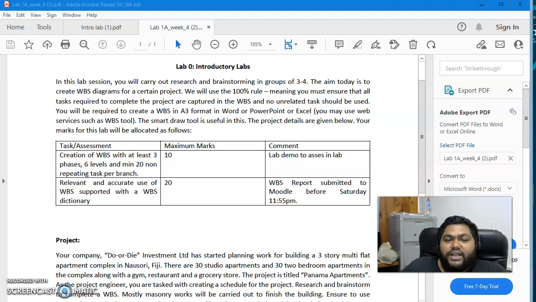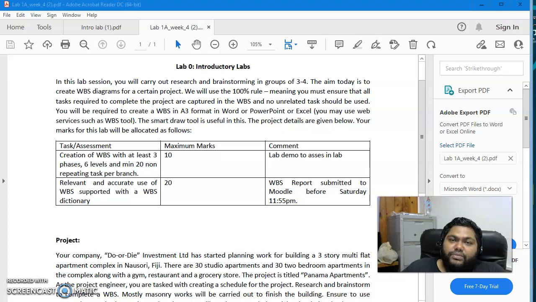The project here is that our company, Do or Die Investment, has started planning work for building a 3-story multiple flat apartment complex. There are 30 studio apartments and 32 bedroom apartments, and other details are given. So as the project engineer, you are tasked with creating a schedule for the project.